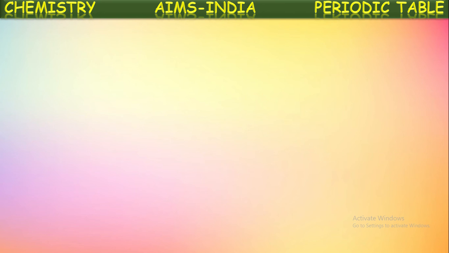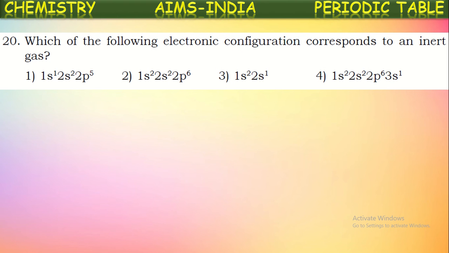Okay, next question. Which of the following electronic configurations corresponds to an inert gas? See which configuration represents an inert gas configuration. Observe here. That should contain 8 electrons in the outermost shell. If you observe, here it is 2s2 2p6. Totally there are 8 electrons in its valence shell. So here it comes under inert gas element. What is it actually? It is neon.